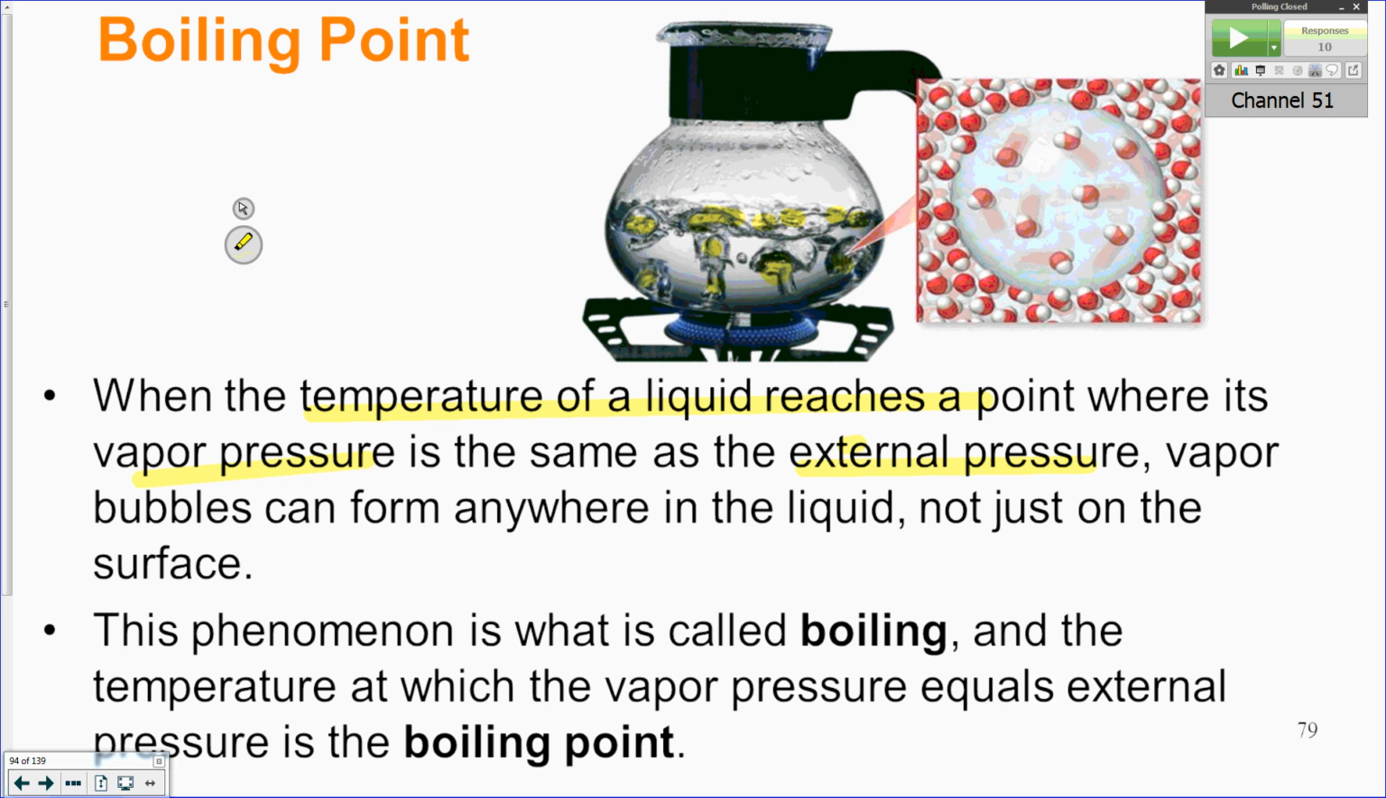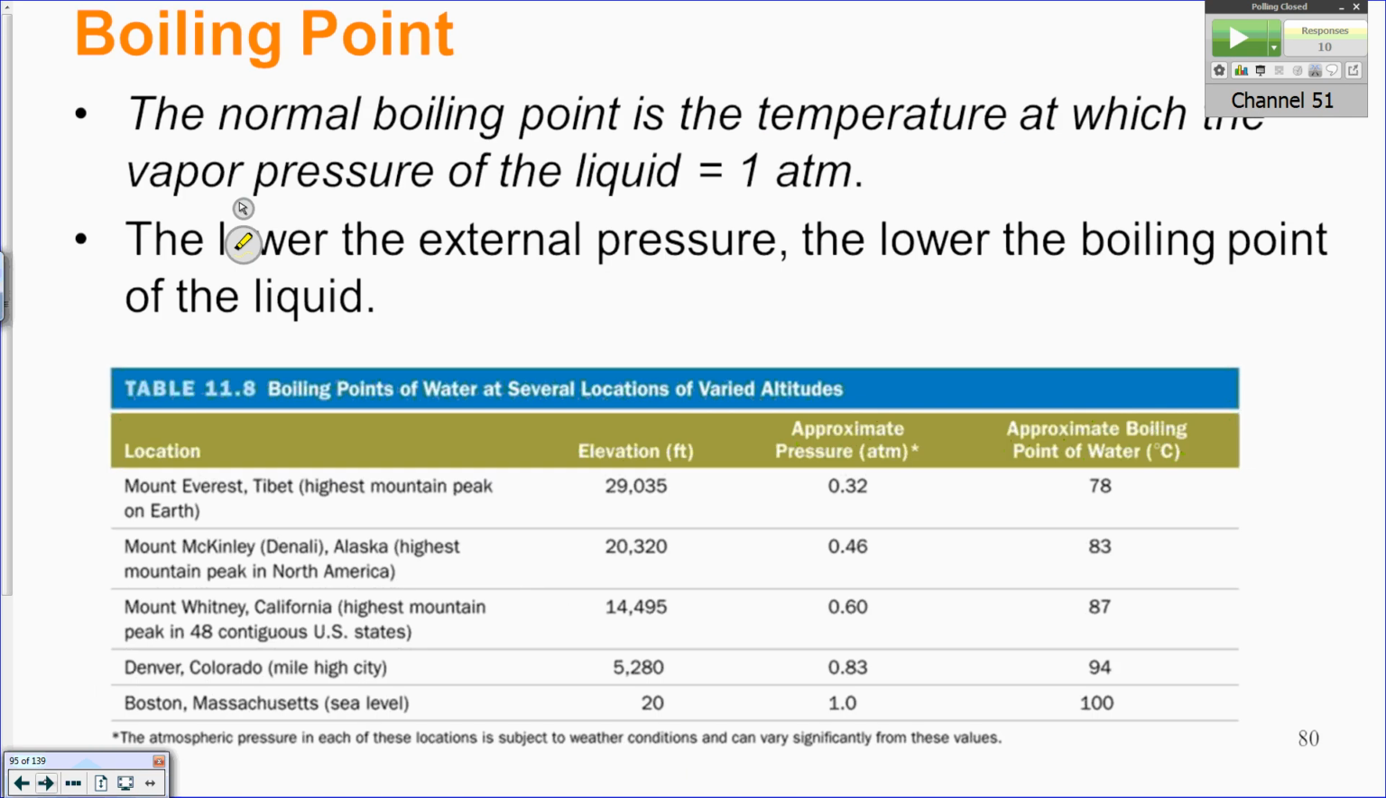So that's boiling, and again, when the vapor pressure equals the external pressure, and we'll say for our cases, the external pressure is most commonly around 1 atmosphere, then that becomes the boiling point for the substance. But it changes a little bit when you change its altitude. So the normal boiling point is the temperature where the vapor pressure equals 1 atmosphere. But if we change the external pressure, we lower the boiling point of that liquid.